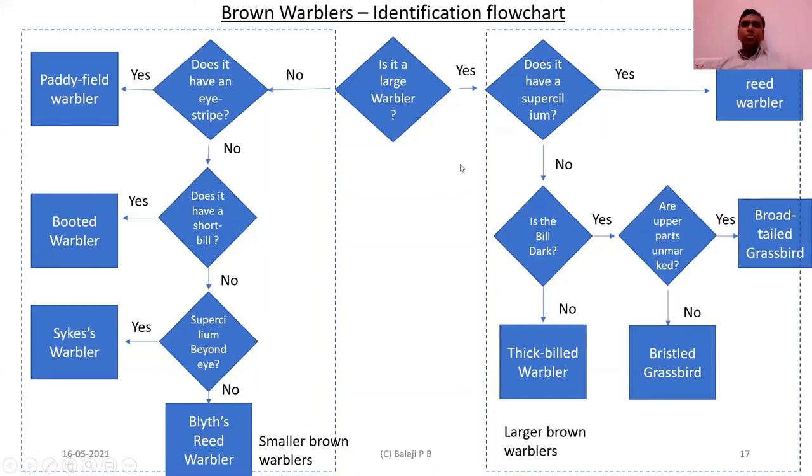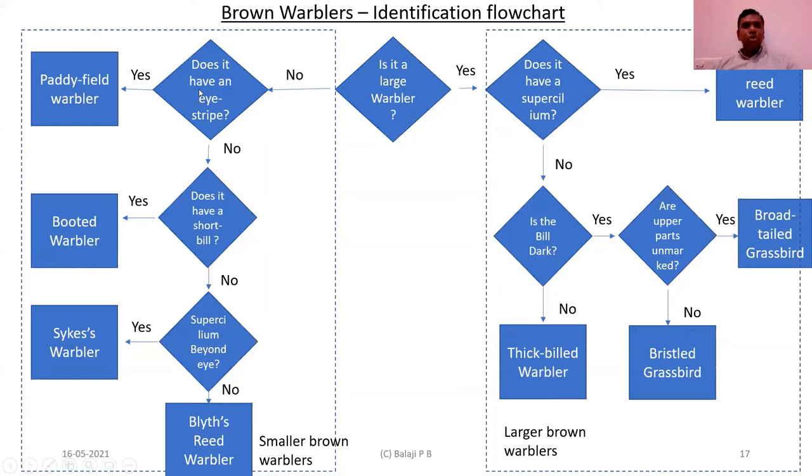When it comes to the smaller brown warblers, the first question that we need to ask is, does it have an eye stripe? If it doesn't show a very distinct eye stripe, then we can follow it up.